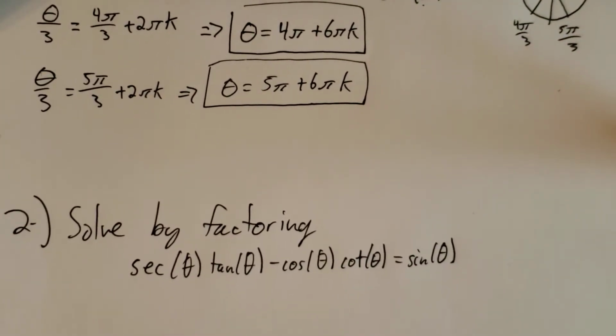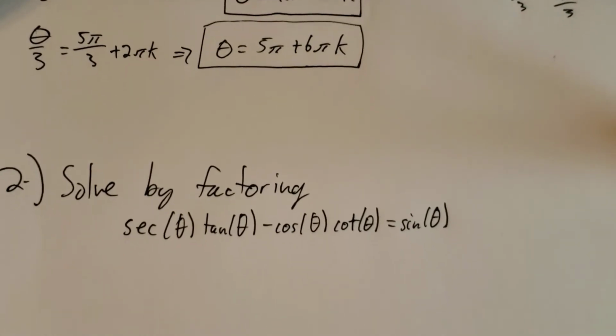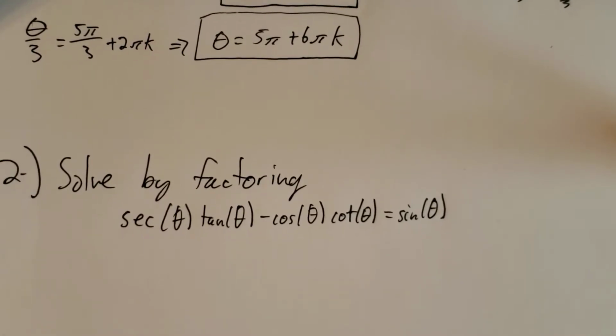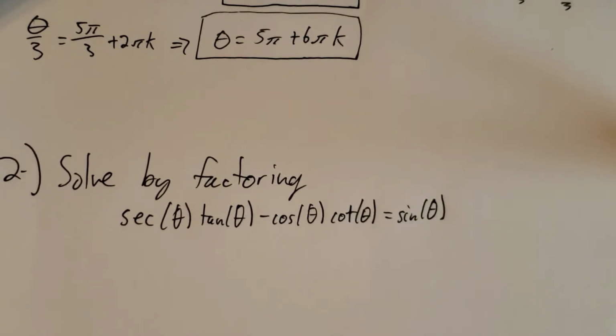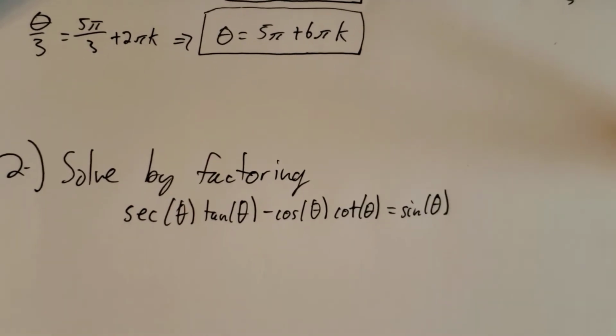So we're going to do the last problem here for section 7.5, and that is to solve by factoring. And this ugly looking thing here says secant of theta, tangent of theta, minus cosine of theta, cotangent of theta is equal to sine of theta. To solve this by factoring, first thing we want to do is convert to sines and cosines. So let's do that.